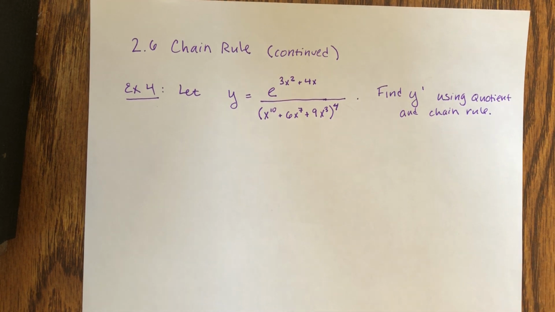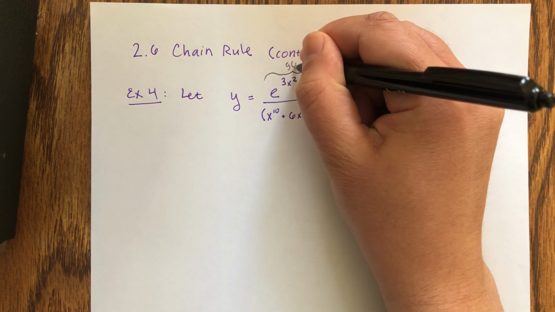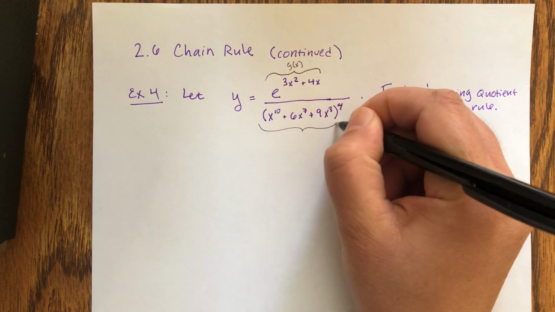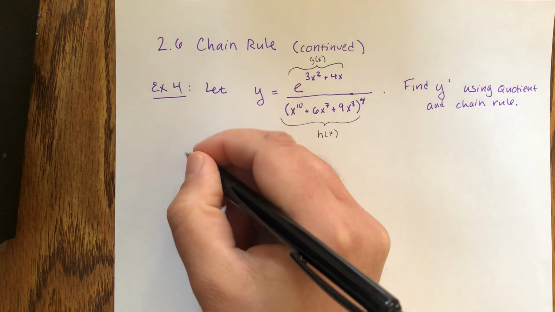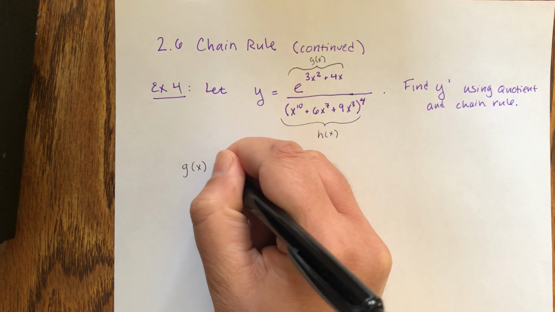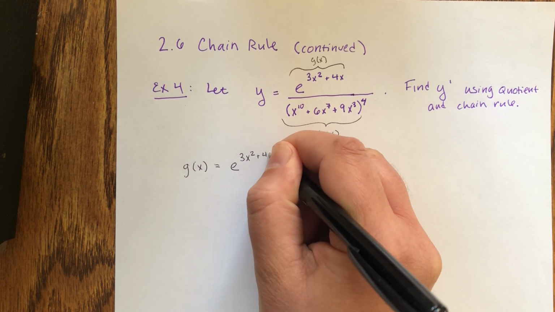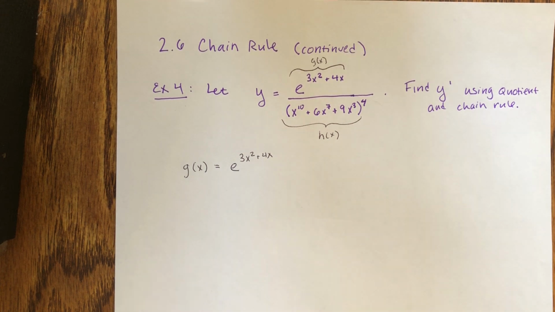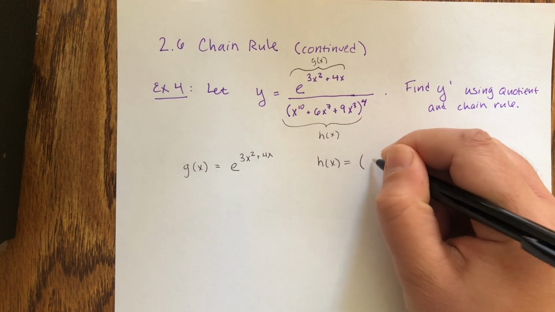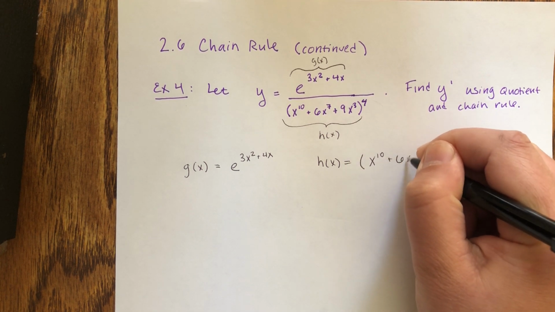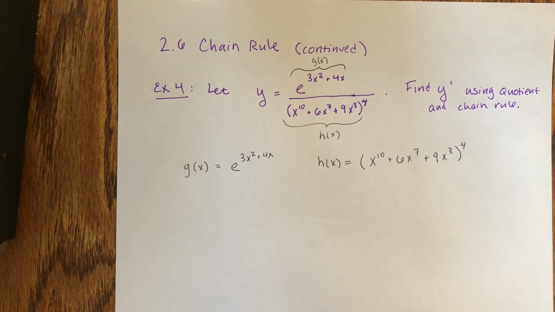So I'm going to call my top function, this whole thing, g of x. And the denominator function, I'll call this h of x. And I'll start off by doing a little bit of scrap work. So g of x is the function e to the 3x squared plus 4x. That whole exponent is a polynomial. And h of x is the denominator function, which is x to the 10th power plus 6x to the 7th plus 9x cubed, all being raised to the 4th power.